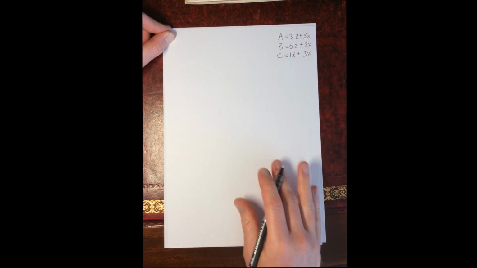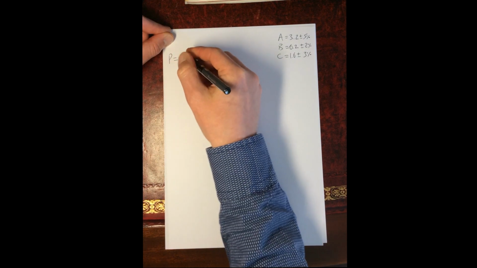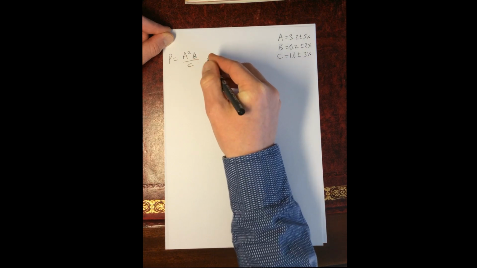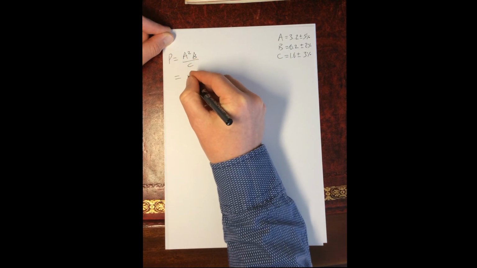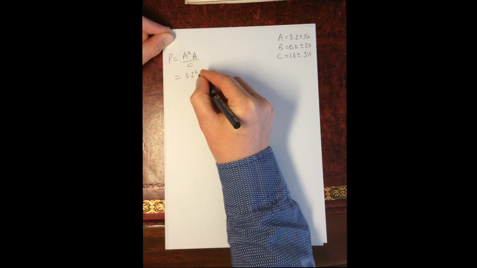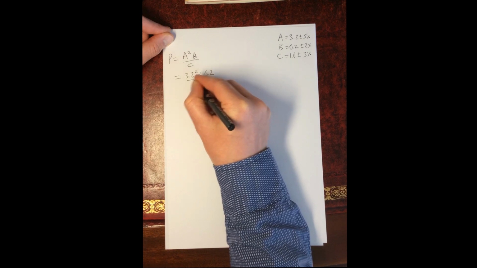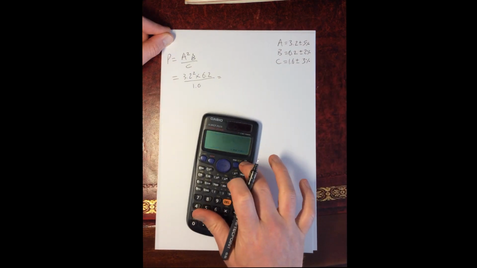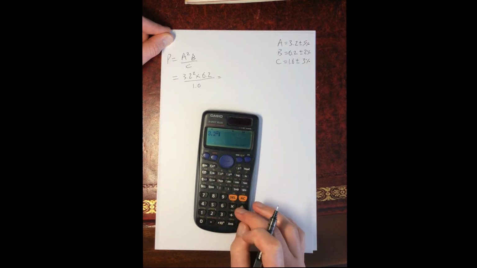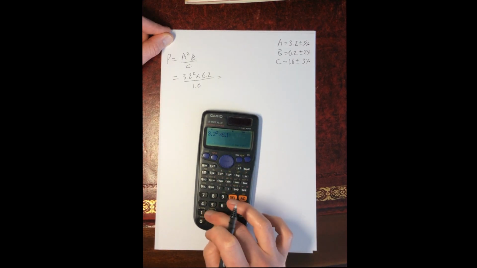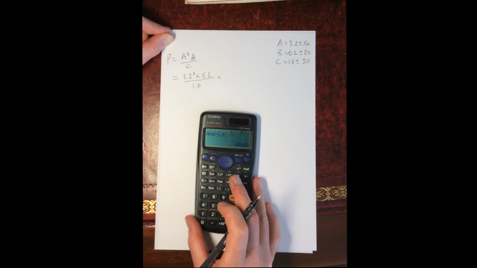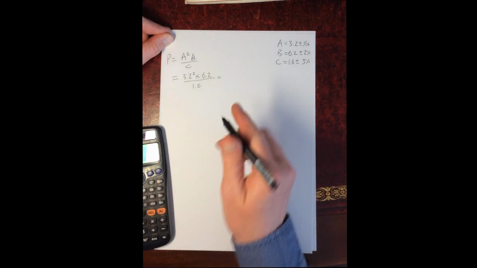Let's say now that we've got some value P equals A squared B over C. So clearly to work this out, you're going to do 3.2 squared multiplied by 6.2 divided by 1.6. And that's going to give you a value of 39.68.